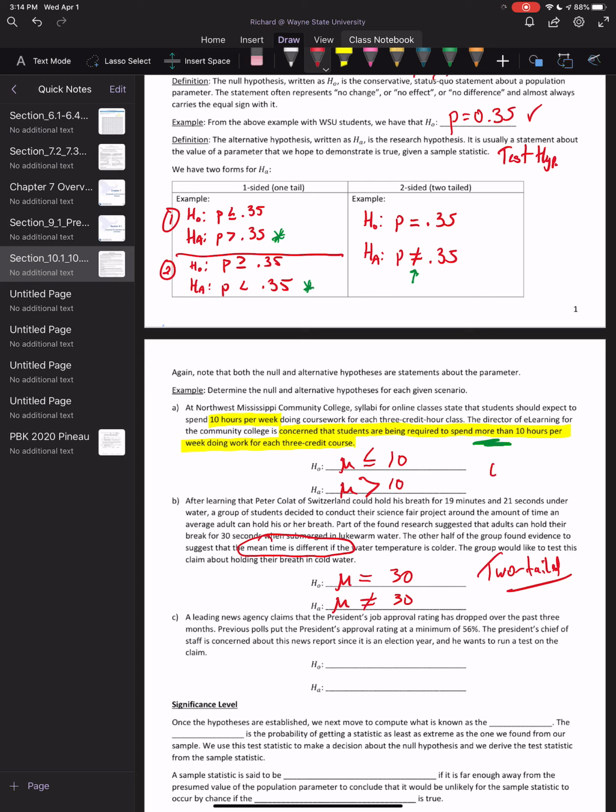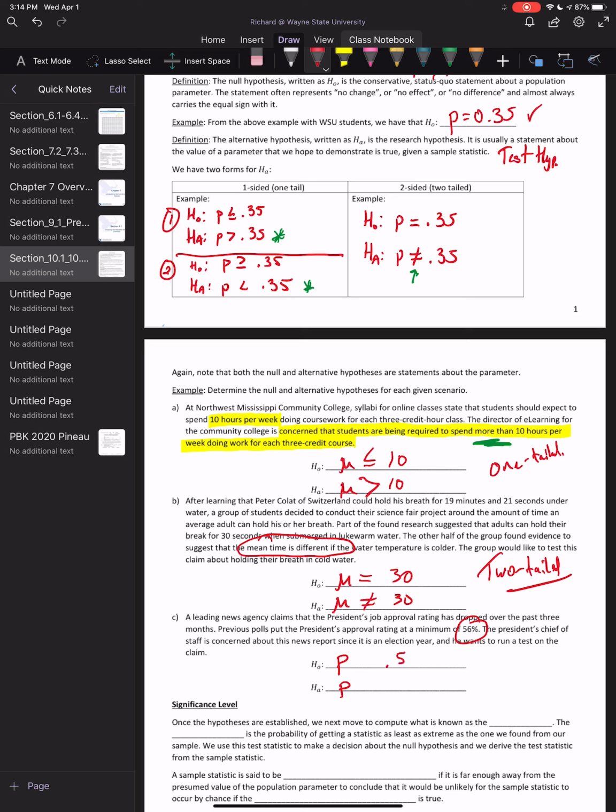Letter A was a one-tailed test, right? Just one inequality. Okay, and let's look at the last one here. This is a leading news agency claims that the president's job approval rating has dropped over the past 3 months. So previous polls put the president's approval rating at a minimum of 56%. The president's chief of staff is concerned about the news report since it's election year and wants to run a test on the claim. Now, since we're dealing with a percentage, this means we have a proportion.